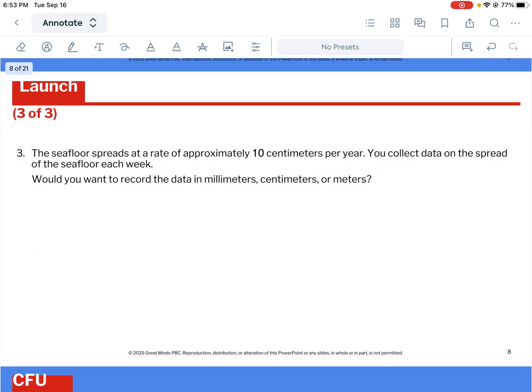For number 3, the seafloor spreads at a rate of approximately 10 centimeters per year. You collect data on the spread of the seafloor each week. Cross out yet again that would you want. Write convert. Convert to record the data in millimeters, centimeters, or meters. I can tell you now, we're going to go up to meters for the sake of convenience. A lot of times, the smaller the number, the easier to work with.